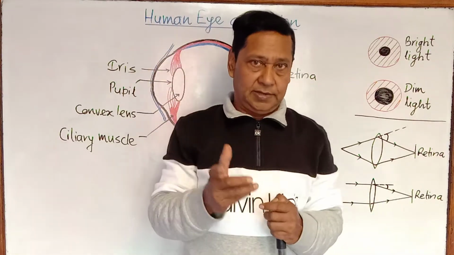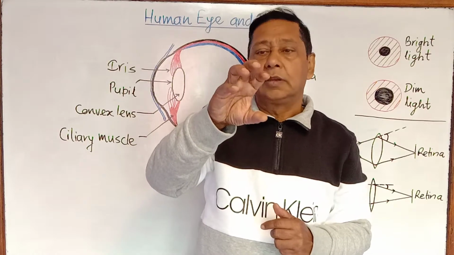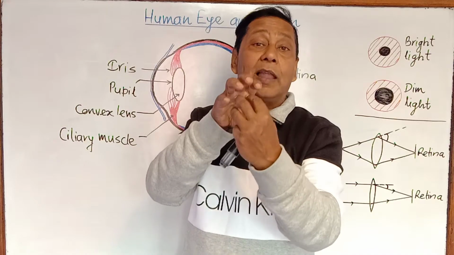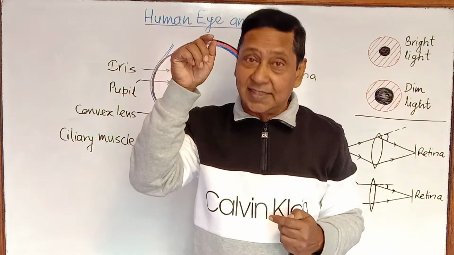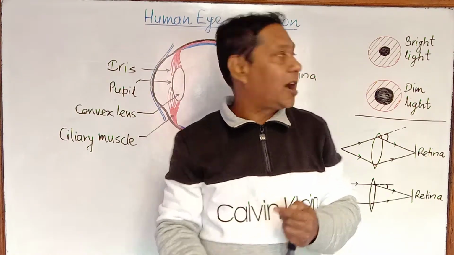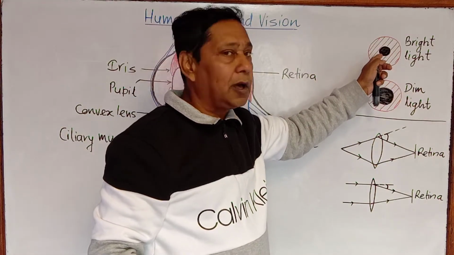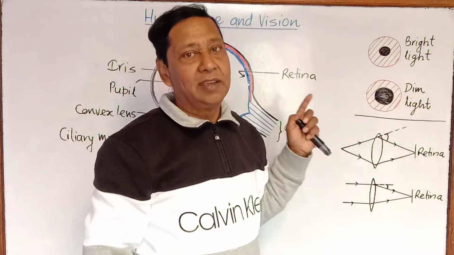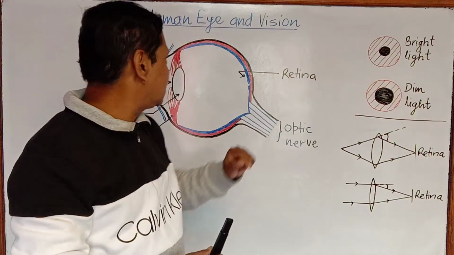But in dim light, iris relaxes. It makes the pupil wider. And a wide pupil allows a lot of dim light to enter into the eye. And a lot of dim light is necessary to see that object clearly, because the light is dim. Thus, in bright light, iris contracts and makes the pupil small. In dim light, iris relaxes and makes the pupil wider and regulates the amount of light entering into the eye. This is the function of iris.